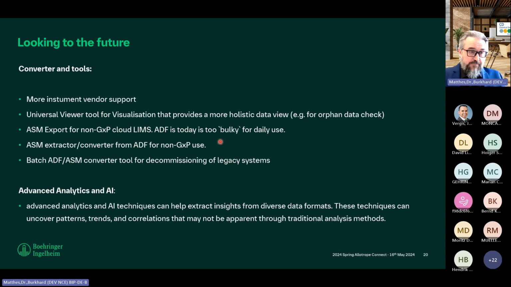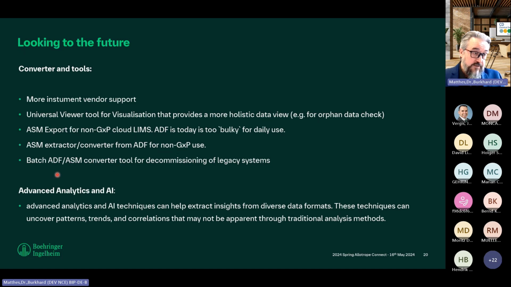This ADF file that we produce here is far too large for everyday use and for storage on a cloud LIMS system. We also need an ASM extractor and converter from ADF for non-GxP use, so that we can access our ADF archive that we have. Our Dahlia archiving system is accumulating large amounts of ADF files. And we want to access some contents of those. And here the ASM file is a perfect alternative for the non-GxP use.